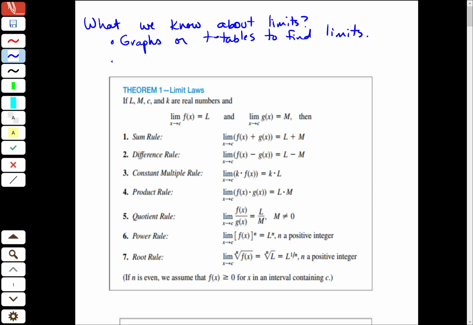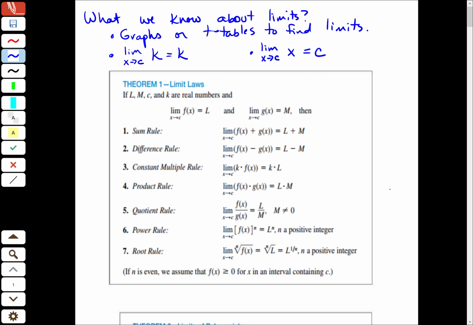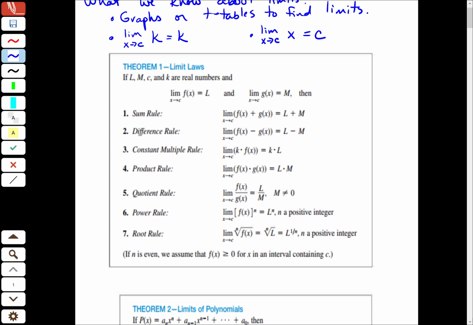Then, pretty quickly after that, we showed using these that the limit, let's say as x goes to c of some constant function k, was just k. And we showed also that the limit as x goes to c of the identity function was just c. And so we used these two building blocks along with the limit laws that you see in this box to build the limits for polynomial and rational functions.